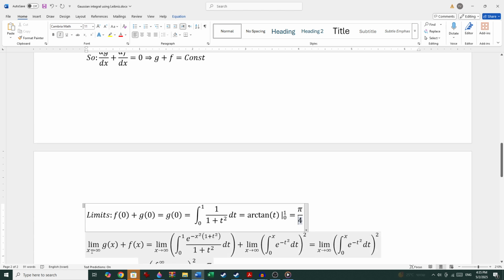So, now, the limit as x goes to infinity of g of x plus f of x is the limit as x goes to infinity of g of x plus the limit as x goes to infinity of f of x. And we can, of course, interchange the limit and the integral here. Why can we do that? Again, because of the bounded convergence theorem. Again, well, we can say the dominated convergence theorem.